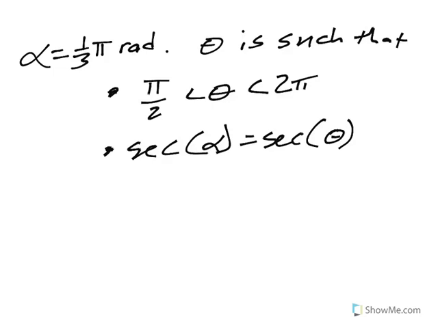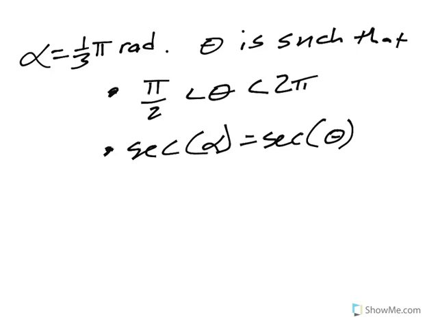So this video is to show how to work with the circle, unit circle or otherwise, but I'm going to stick with the unit circle. So how to use a unit circle to help to solve a question like this one. The question is posed that alpha is pi thirds radians.